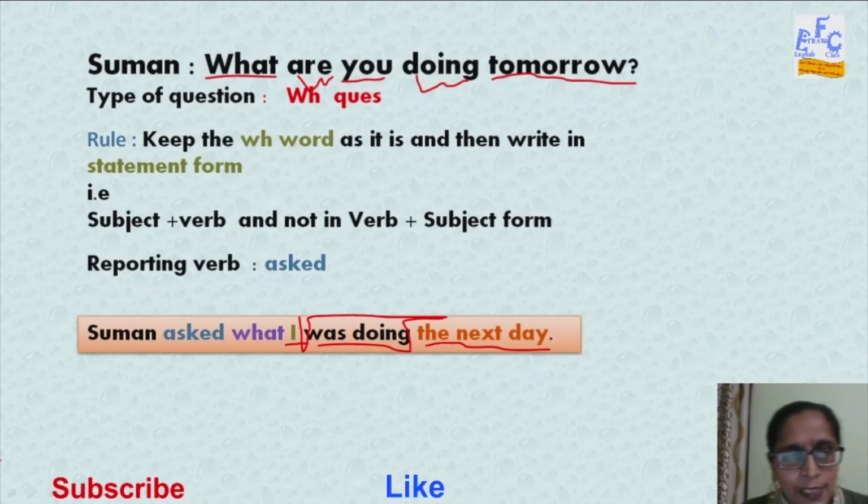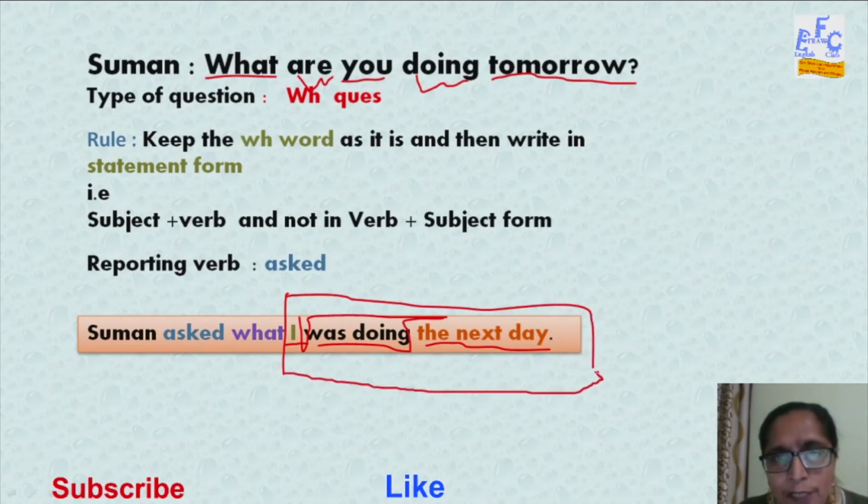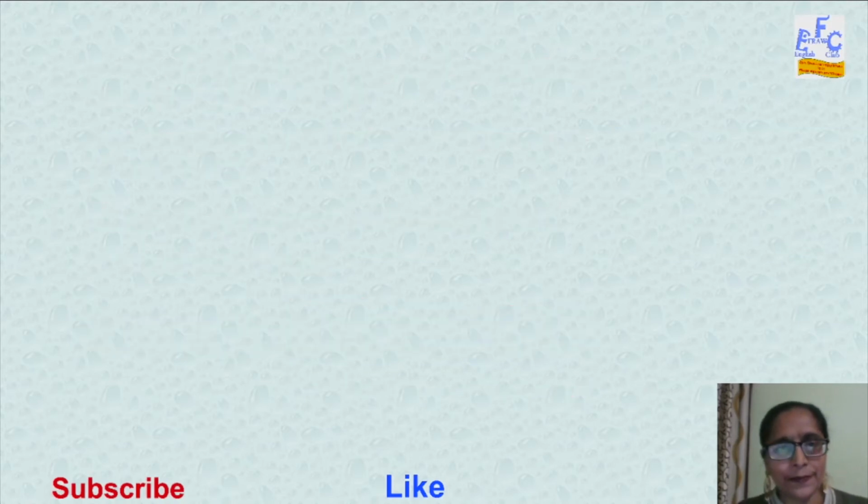So, look at it, we have kept what as it is, and the rest of the sentence we have converted into statement form. I was doing the next day. So, let's explore another example.